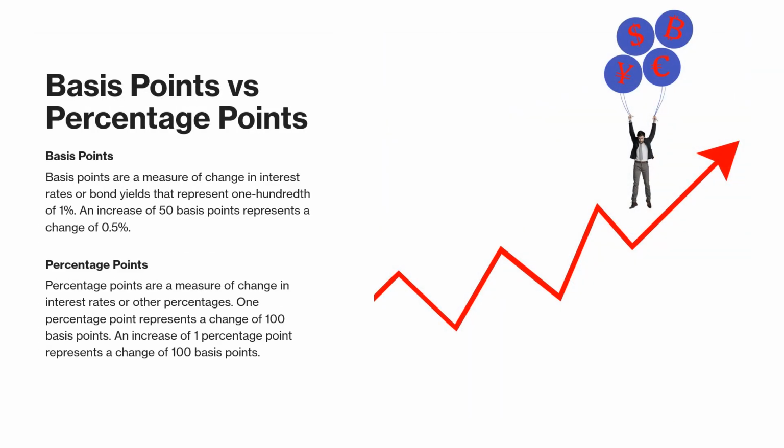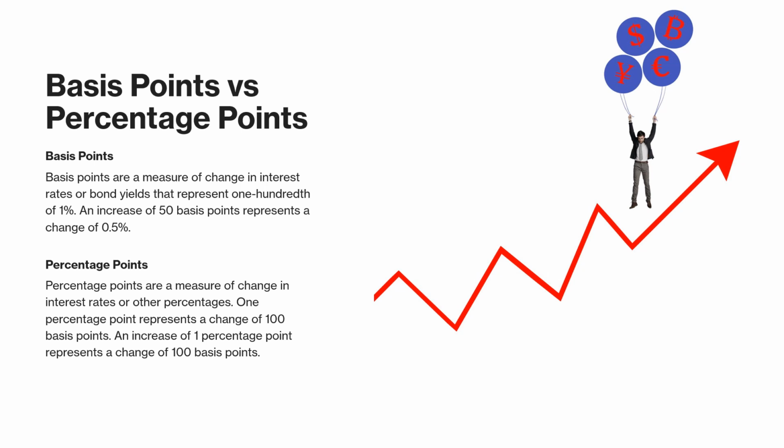Basis points versus percentage points. Basis points are a measure of change in interest rates or bond yields that represent 100th of 1%. An increase of 50 basis points represents a change of 0.5%.